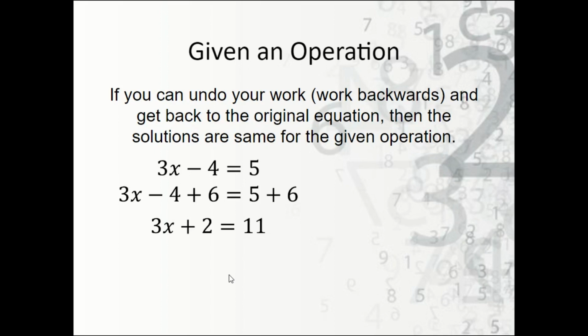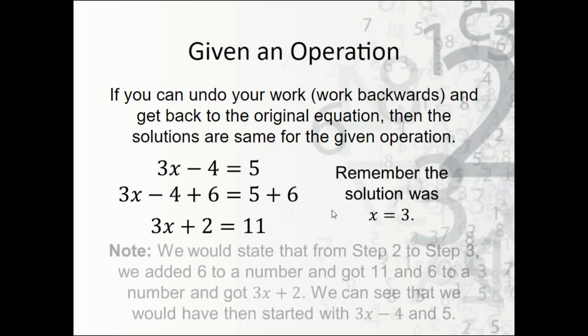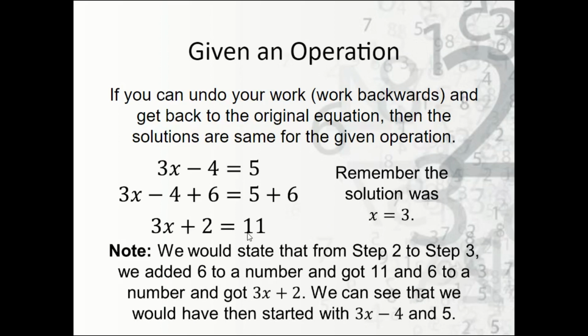We have 3x minus 4 is equal to 5, and 3x minus 4 plus 6 is equal to 5 plus 6. So first, remember that the solution was x equals 3. So we're going to try to work backwards. From step 2 to 3, we added 6 to each side and got 3x plus 2 is equal to 11. We can see that we would have then started with 3x minus 4 is equal to 5.